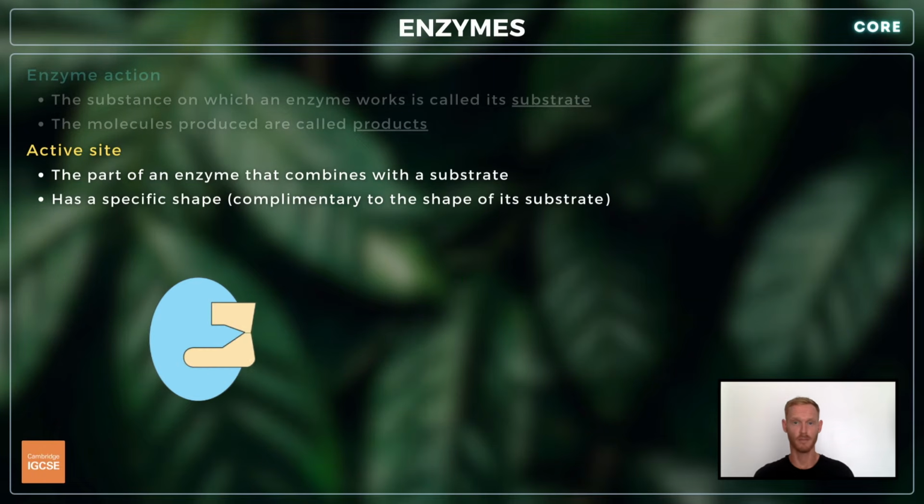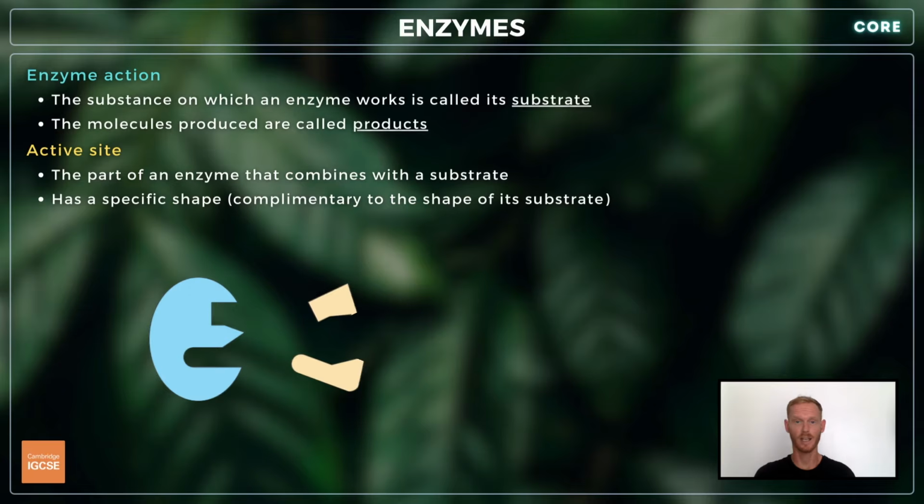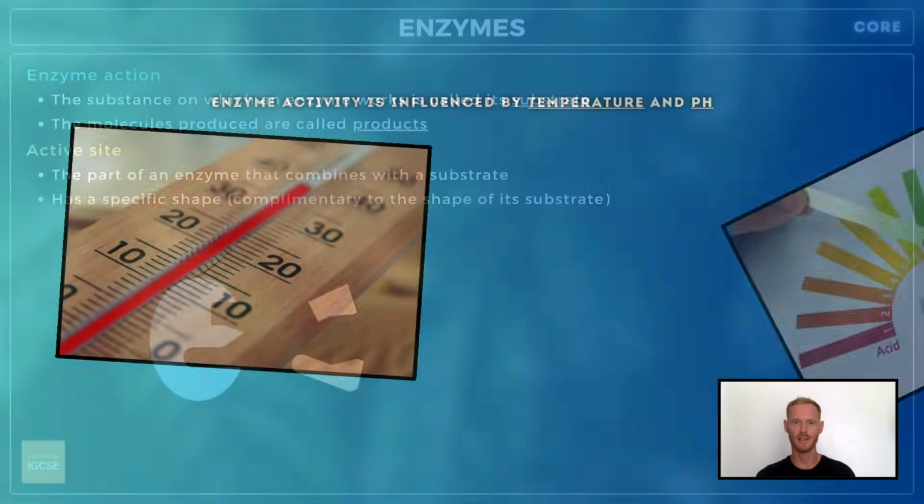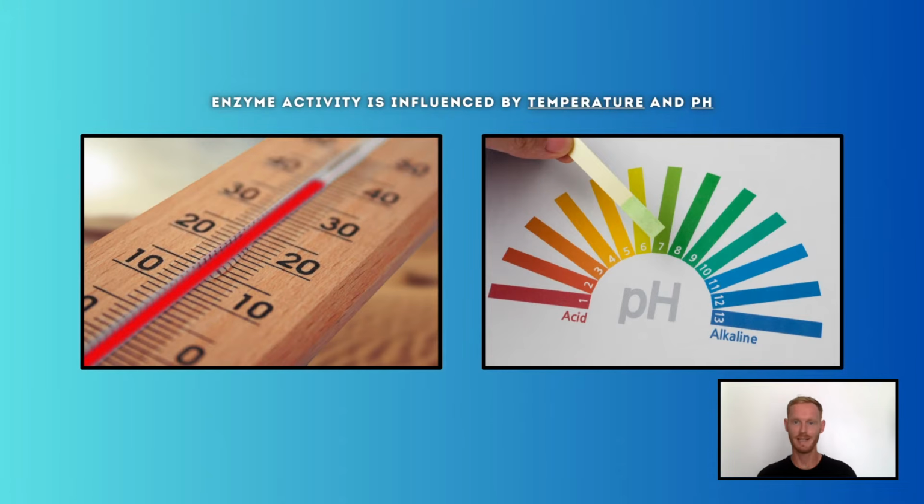The enzyme brings them closer together and facilitates a chemical reaction that results in the formation of a product. The product is then quickly released, allowing the enzyme to catalyze further reactions within the cell. Next, you need to know how enzyme activity is influenced by two factors, temperature and pH.